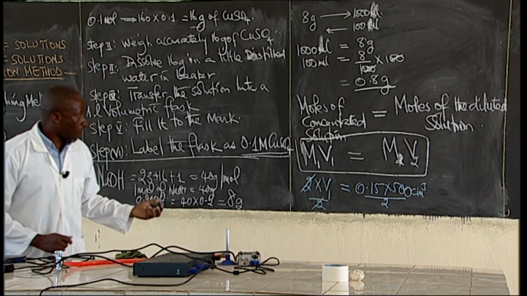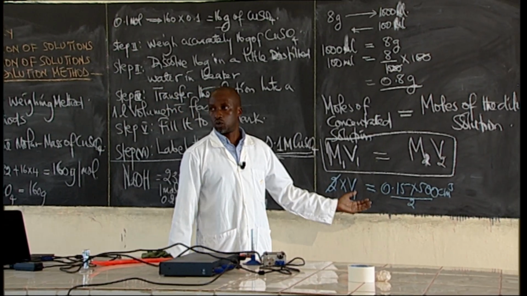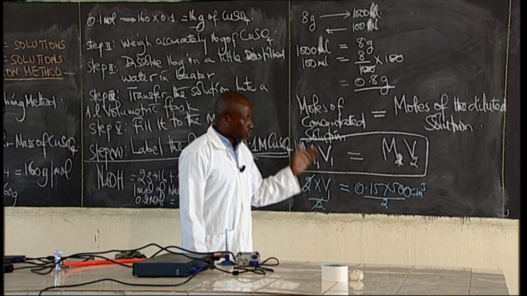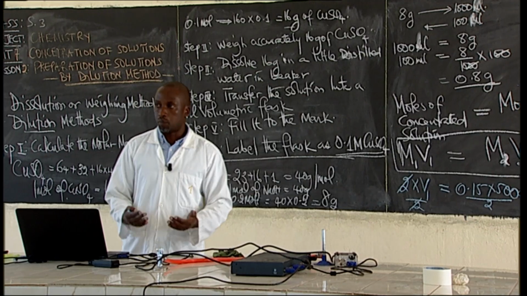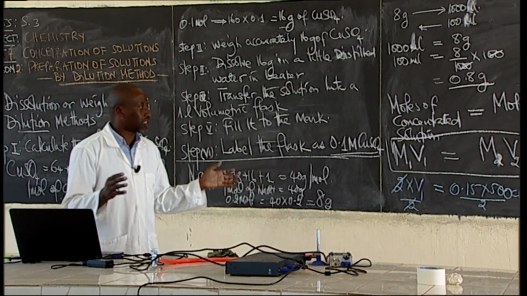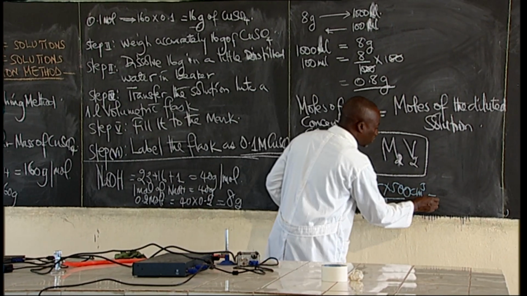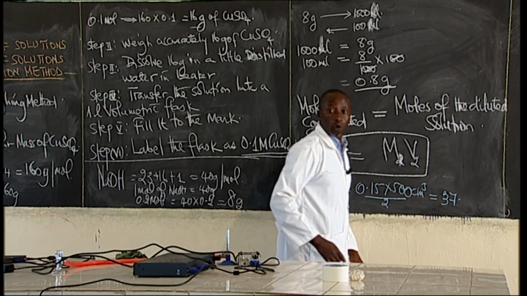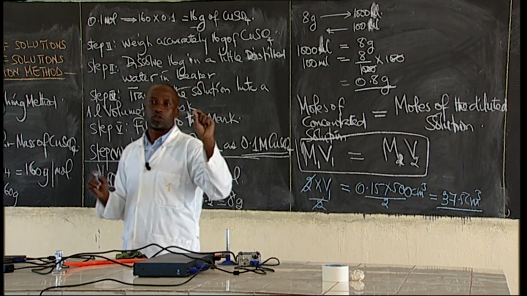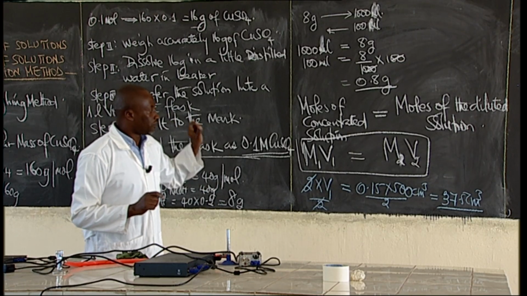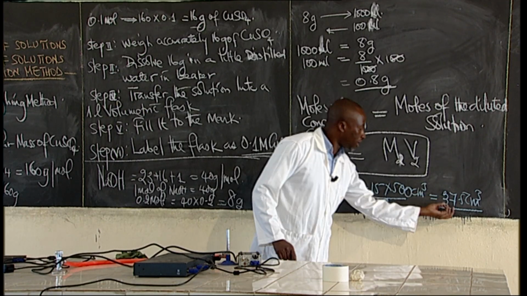The value of V1 can be got in decimeter cubed usually, or in centimeters cubed. But in most cases we use centimeters cubed for proper measurements, because most of the equipment that we use uses centimeter cubed, not decimeter cubed. So this will be equivalent to 37.5 cubic centimeters. This is the volume of the concentrated solution. Now, after getting the volume of the concentrated solution, measure this one. This was sulfuric acid.